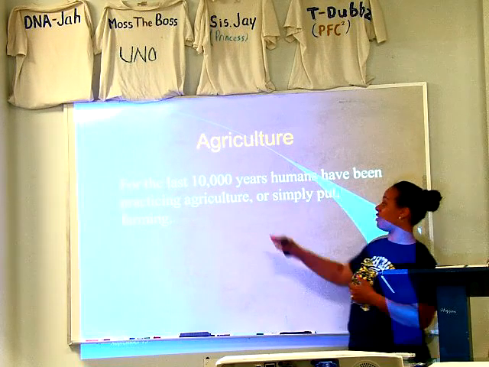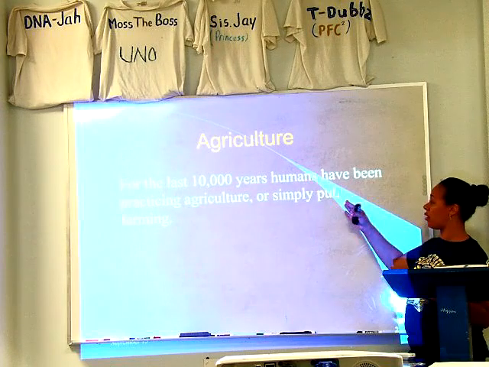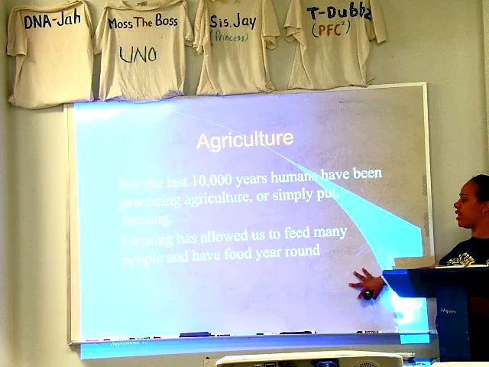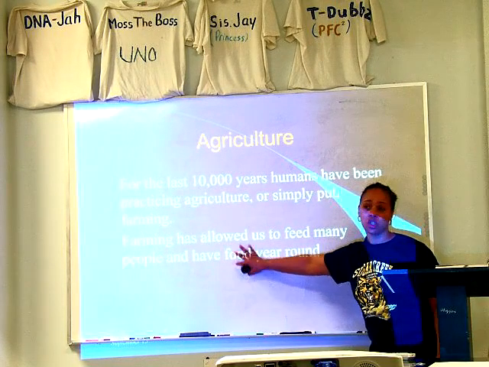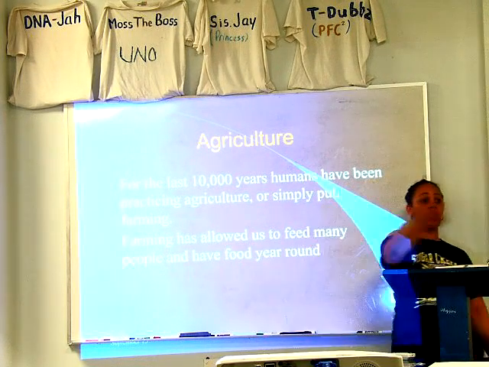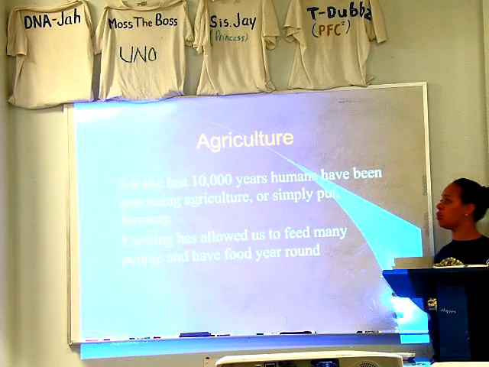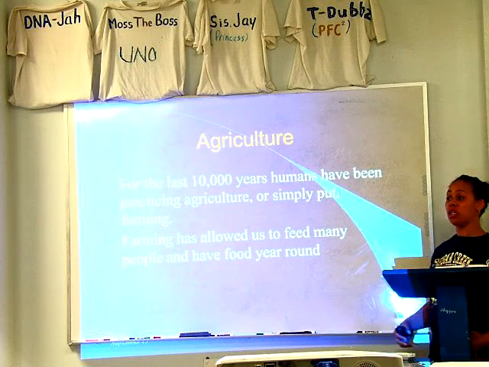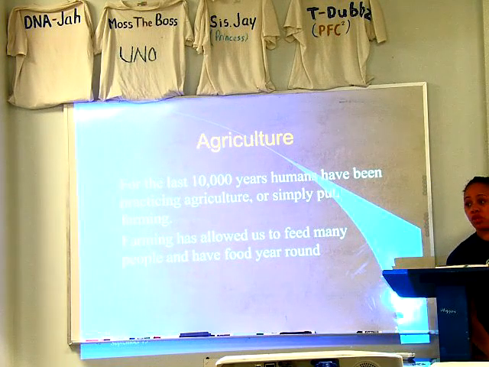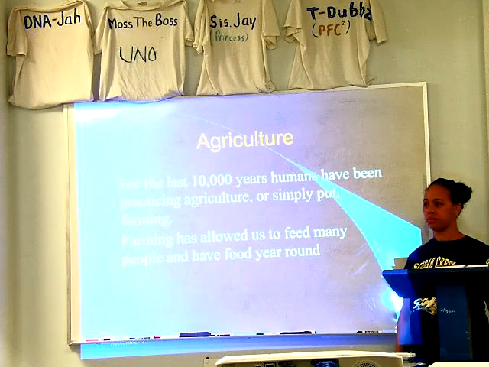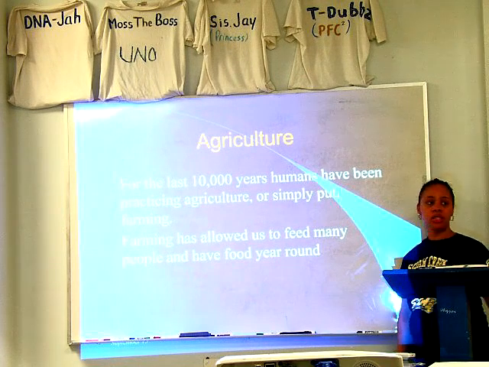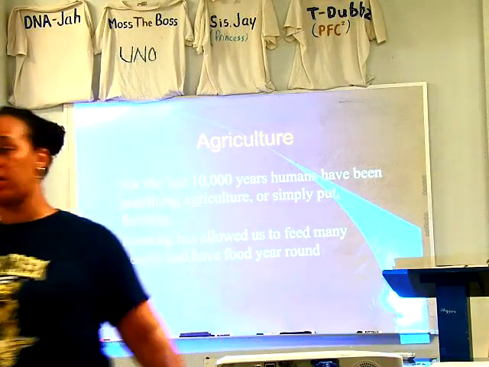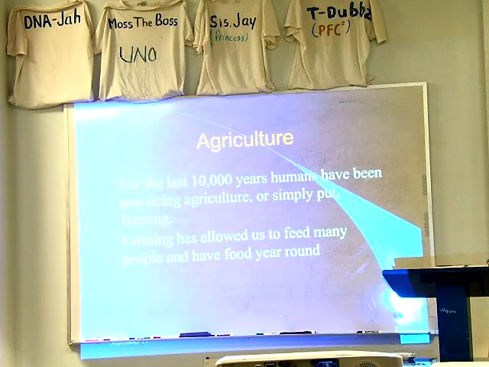It's allowed us to feed many people and have food year-round. Do we need to write this? No, because you already told me that when you go to the grocery store, you understand that this is the way that everyone basically gets their food. Now, whether people go to the grocery store to get their food, or they actually have their own compost pile or their own farming or garden that they use, is going to determine the type of food that they have.